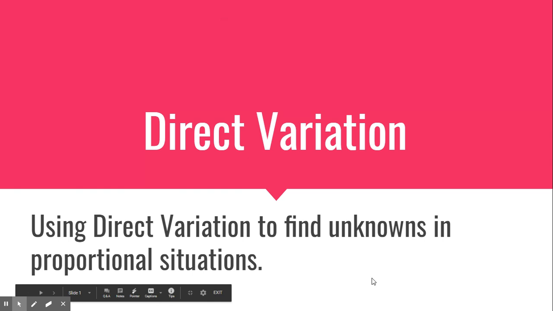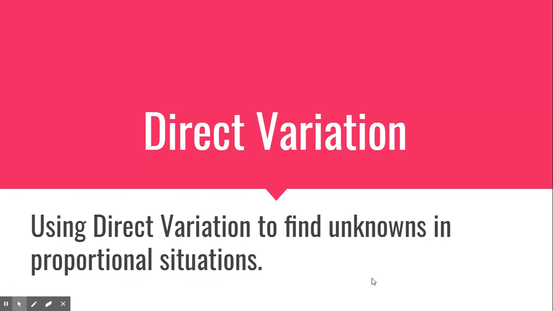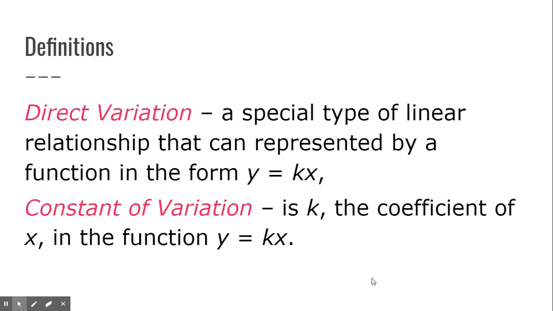Hey guys, so today we're going to solve problems involving direct variation. I know that I've mentioned before that direct variation is just a fancy word for proportional. So we're going to be using direct variation to find unknowns in proportional situations. Before we get started, let's look at a couple of definitions.